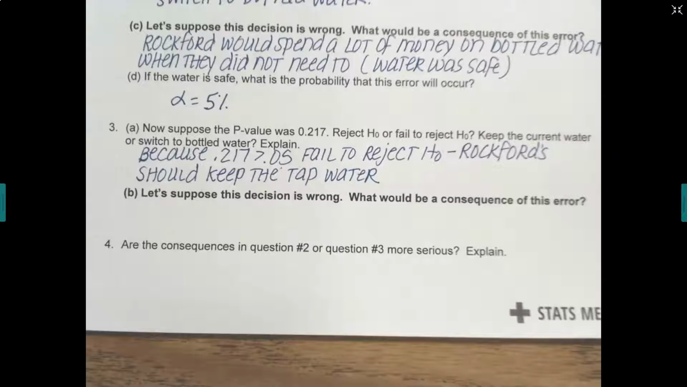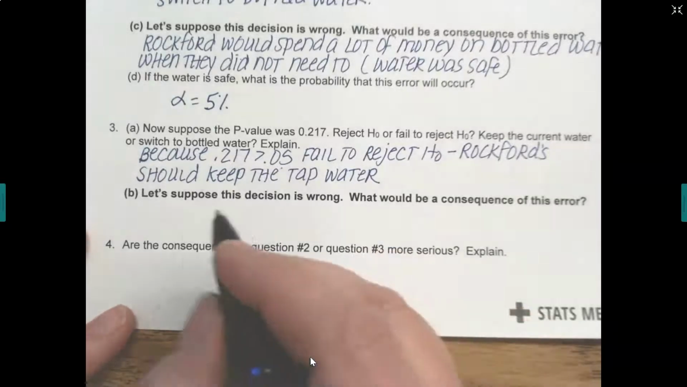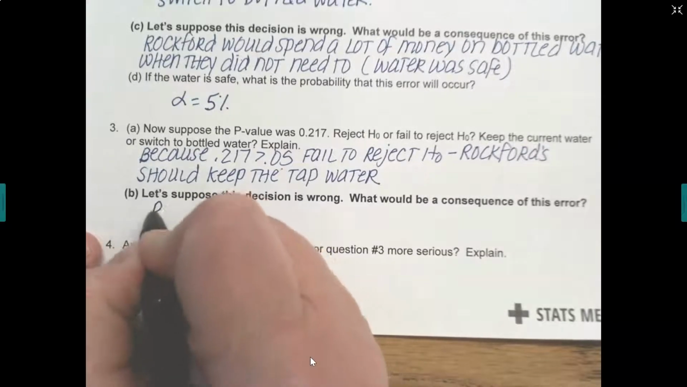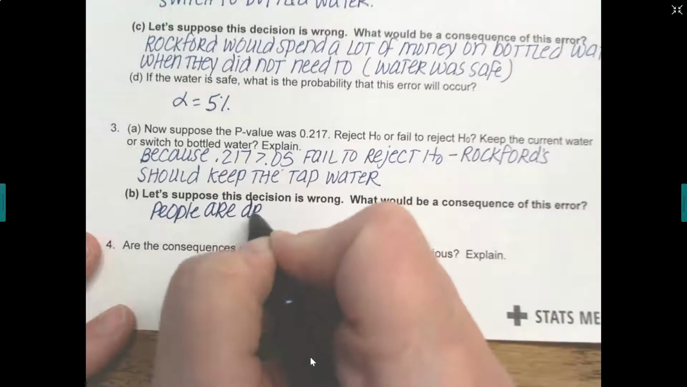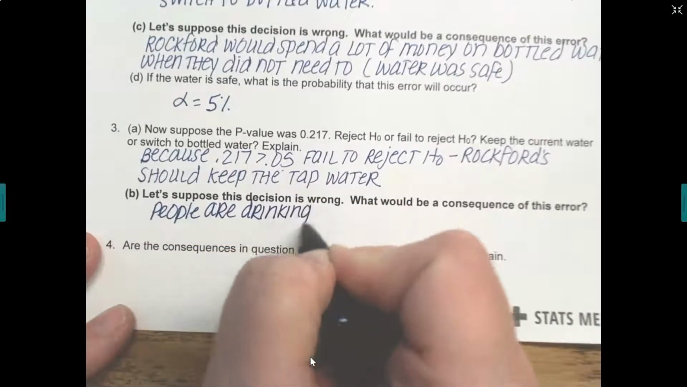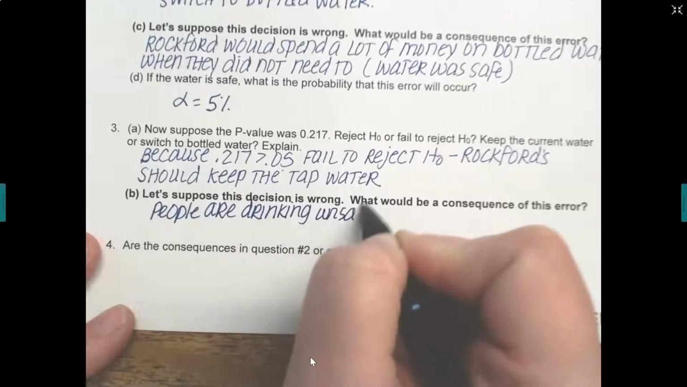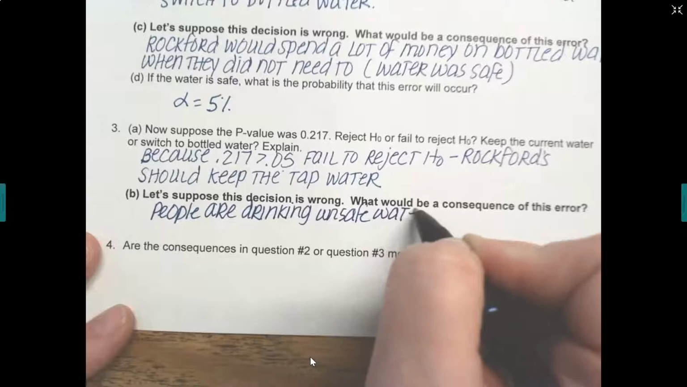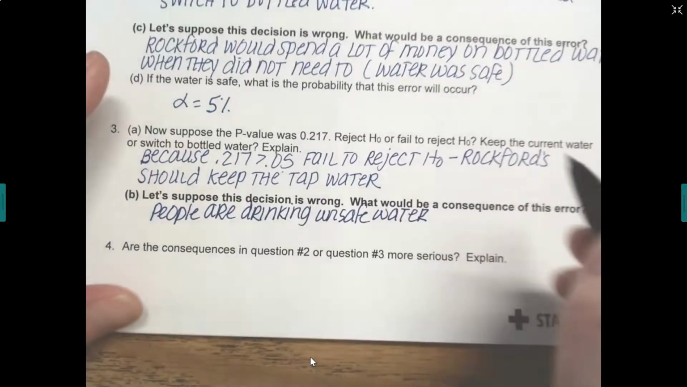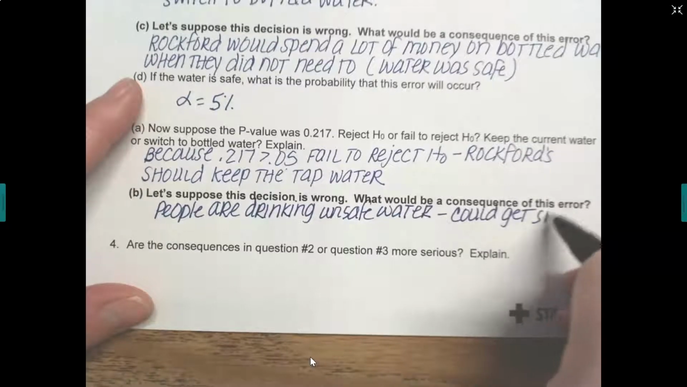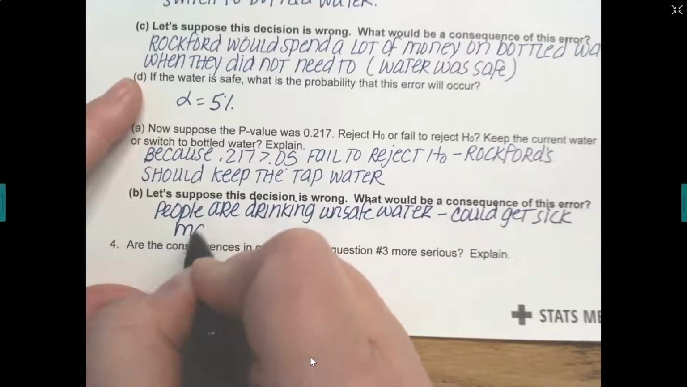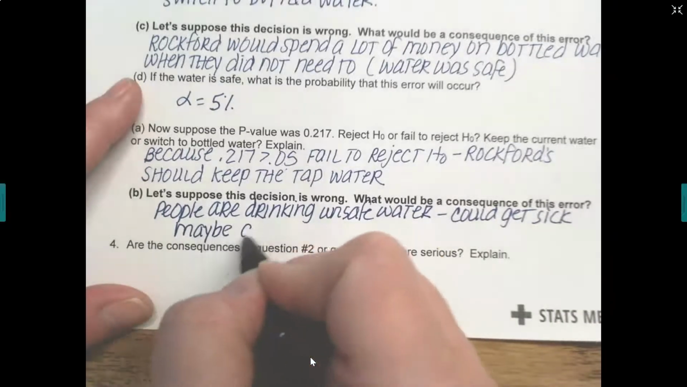So this time, if we're wrong and we say, Rockford, you're okay, drink the water from your tap, nothing's wrong with it, and we're wrong, it means people are drinking unsafe water. So that's a pretty big consequence. People are drinking unsafe water. I mean, there are chemicals, they're not good for you, so they could get sick and maybe die. Those are pretty serious consequences.